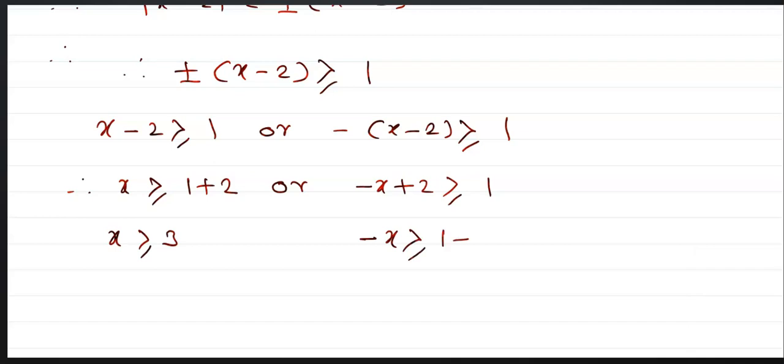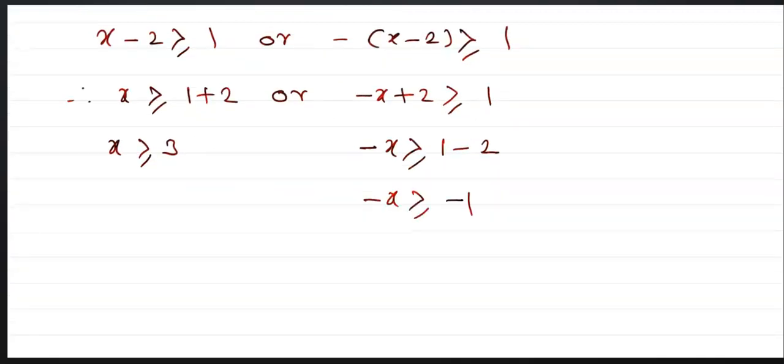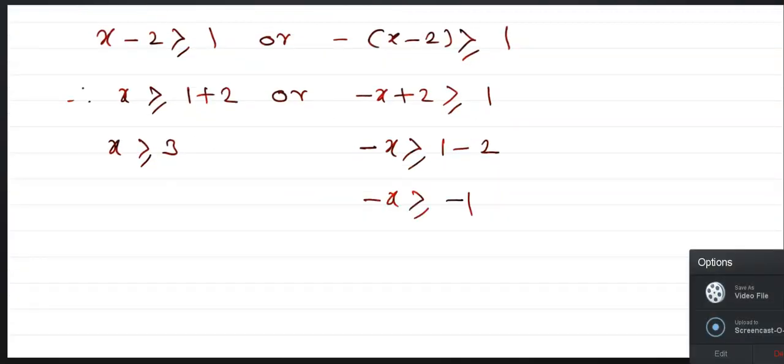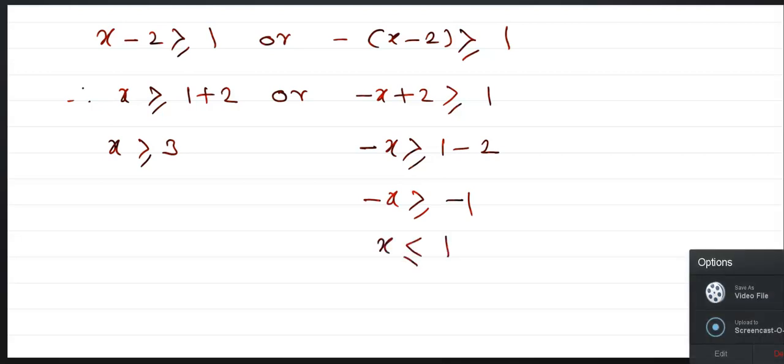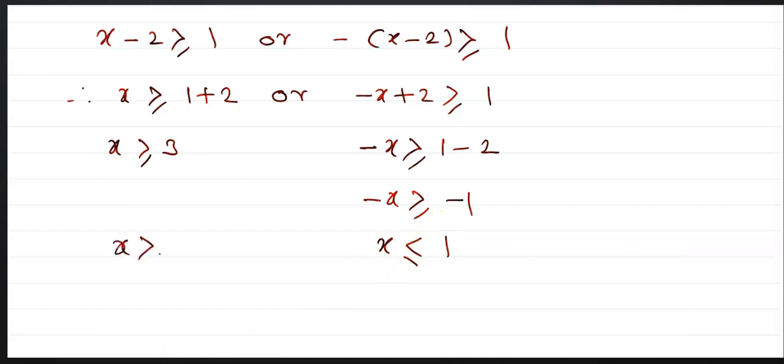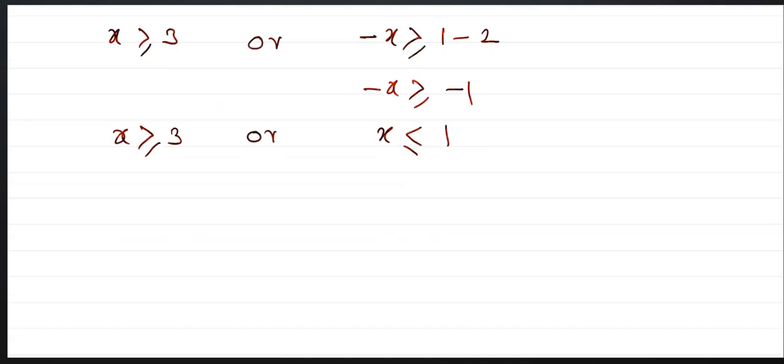Therefore, x is greater than or equal to 3. Minus x is greater than or equal to 1 minus 2, that is, minus x is greater than or equal to minus 1. It is nothing but x is less than or equal to 1. If you multiply both sides by minus 1, then the sign greater than or equal to changes to less than or equal to. Therefore, x is greater than or equal to 3 or x is less than or equal to 1.